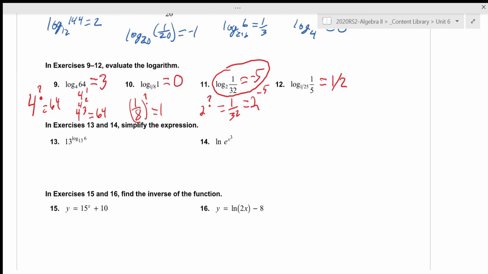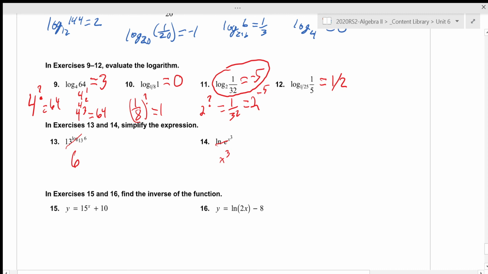All right, now earlier I had mentioned that logarithms and exponentiation are inverse functions. So if I have 13 to the power of log base 13 of 6, that 13 having a power that's a logarithm of base 13, those are inverse functions of each other. They undo each other. So what that means is that the 13 and the log base 13 undo each other here, and we're just left with 6. And it works the other way as well. Here we have ln of e to the x cubed. ln and e are inverse functions of each other. Since they're inverse functions of each other, we're just going to be left with x cubed, because they undo each other.